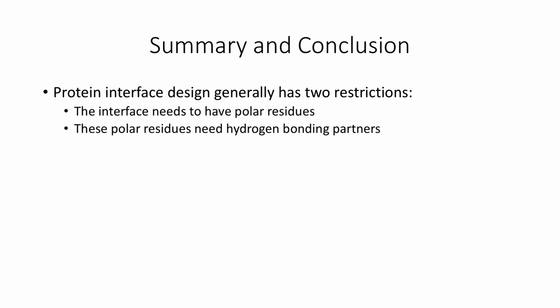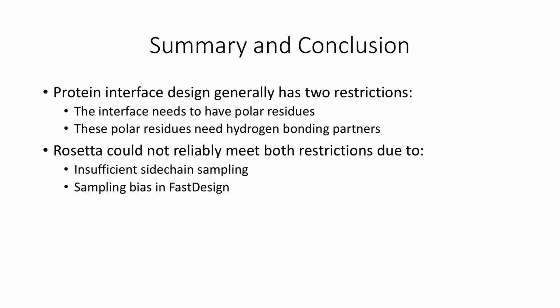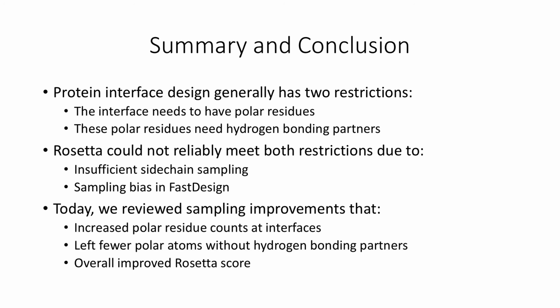You need to be polar, but you need to be polar with hydrogen bond sampling. You need hydrogen bonding partners. Rosetta, as of 2013, could not reliably meet both of these restrictions, due to the insufficient sidechain sampling that Ben Strange listed in his conclusion, and then the sampling bias that we found in fast design. And then today, we've been able to review improvements to this.